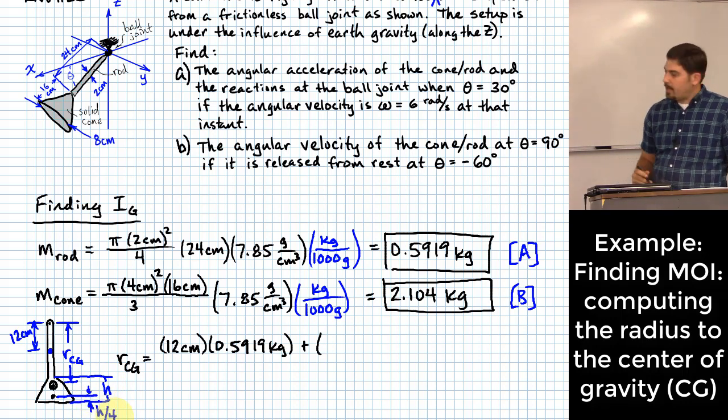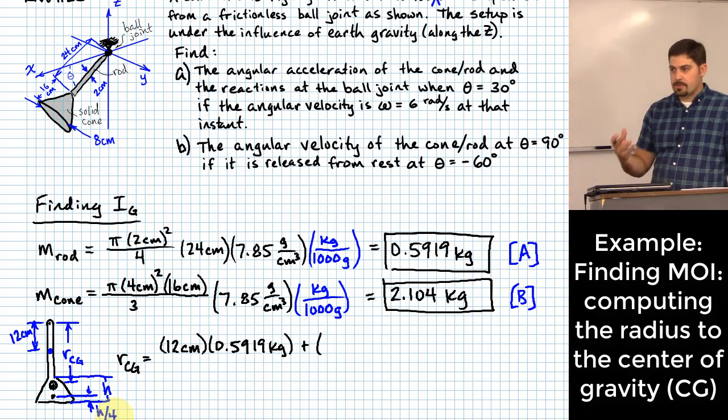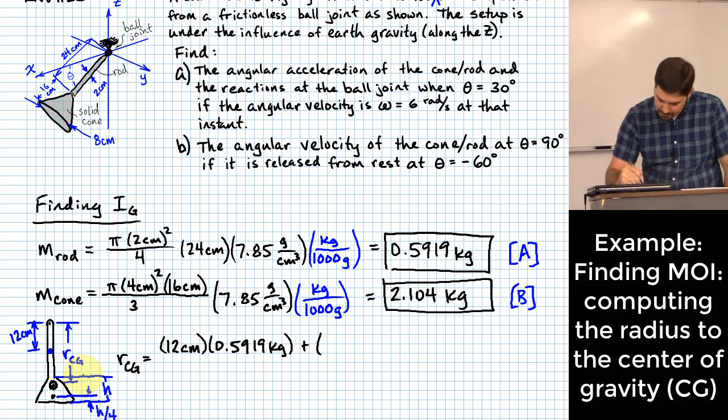Well, what does that mean you have from the point where the center of gravity is for the cone up to where it joins up with the rod? It would be 3/4 of the height of the cone. Would you agree with that? Up here, this would be 3/4, basically 3h over 4.